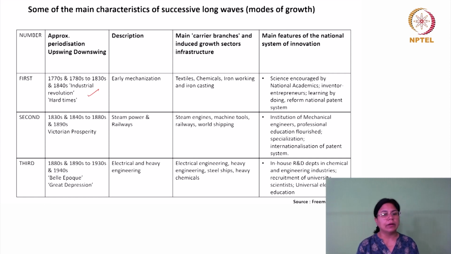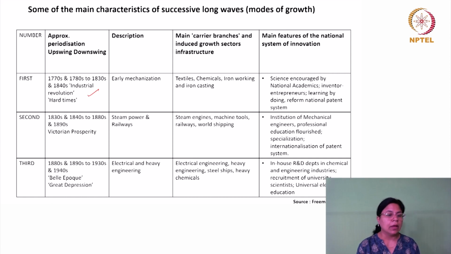The second wave talks about the 19th century, a Victorian prosperity, a time when the British economy was really thriving, and the major technologies, particularly the general purpose ones, were coming from steam power and railways. So there was a prevalence of steam engines, machine tools, world shipping. And here, in terms of institutions like the Institution of Mechanical Engineers, professional education flourished, specializations happened, and we have already studied that during this phase there was an internationalization of the patent system. So various institutions were also coming together to support the high growth starting from specific technologies.